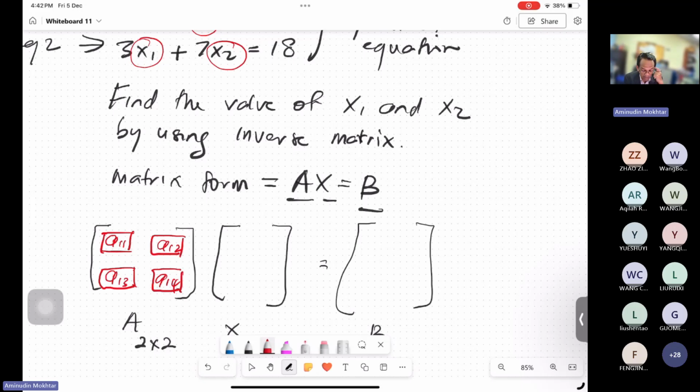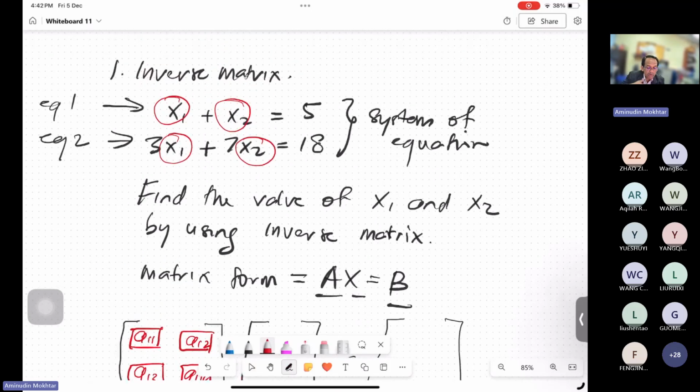The elements of A, A11, A12, and so on, all the elements in the matrix A, will reflect the coefficients of the system of equations. The coefficient refers to the coefficient of x1, the coefficient of x2, and so on, in each equation. So for the first equation, we have x1 plus x2.